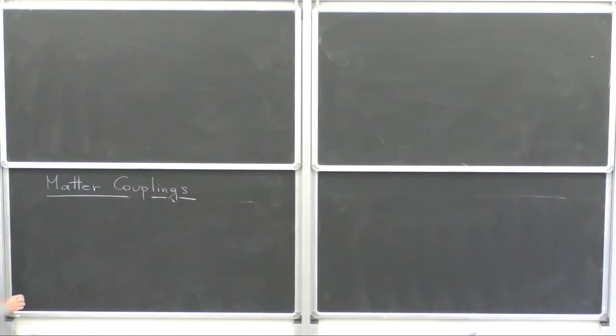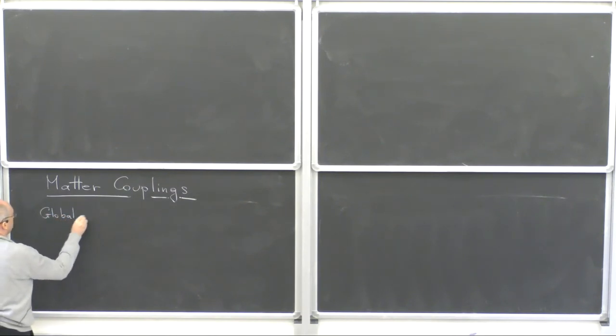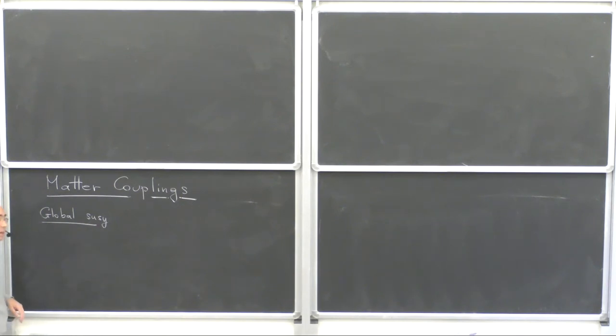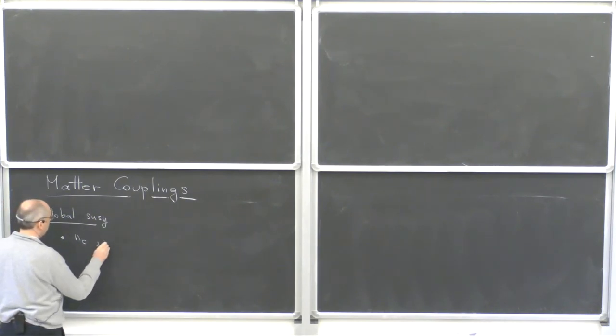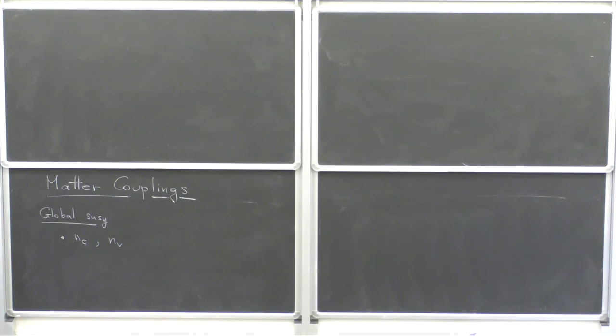A global supersymmetric theory. What are the ingredients that I need to give in order to define a global supersymmetric theory? How many chiral multiplets and how many vector multiplets I have, obviously. What are the ingredients that I need to specify to fix the Lagrangian, a global supersymmetric Lagrangian? I'm asking you. We have 10 minutes. Let's start with them one at a time.